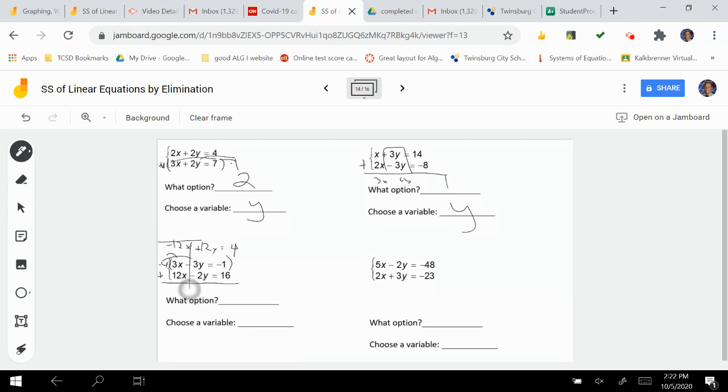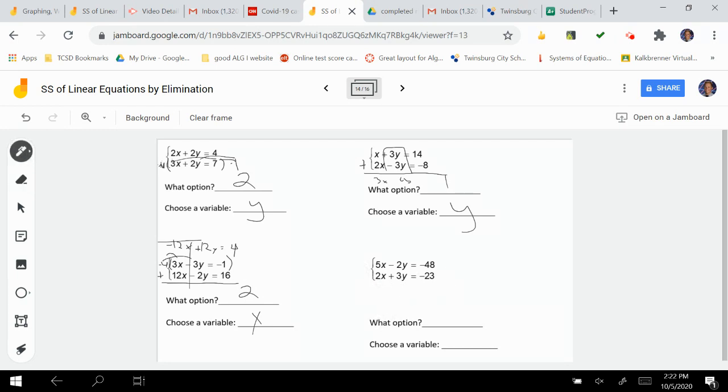That's going to eliminate our x's. So this was option 2, and we eliminated x. And last but not least, this is going to be, add them up, you get 7x, and we get, oh, so close, we get 1y. We don't want 1y, we want 0y. So option 1 will not work.